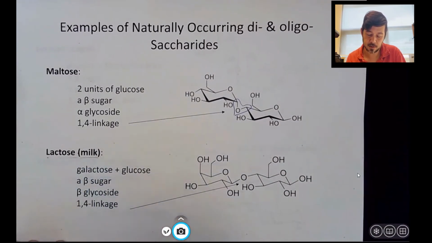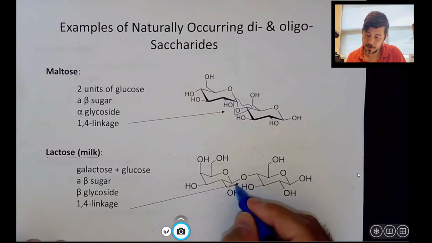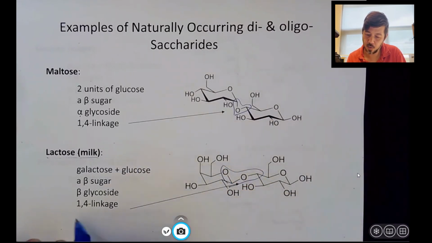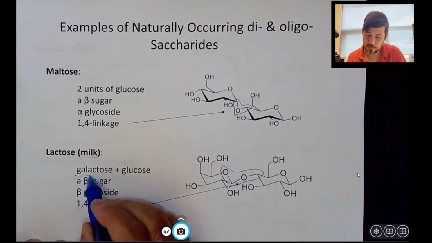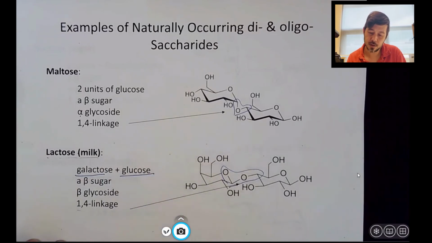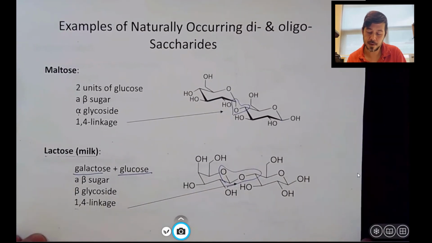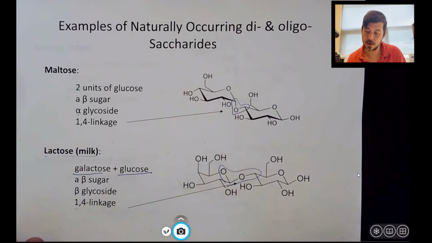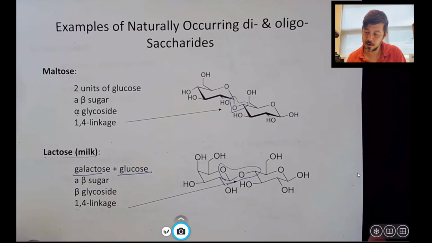Lactose, which is sugar coming from milk, is actually formed through a beta glycoside, not an alpha. So here's your beta glycoside, and it's a 1,4 linkage, and it's not two units of glucose, it's one unit of galactose and one unit of glucose. An enzyme that some of us have, lactase, takes milk sugars and breaks them down. Inevitably, some people are lactose intolerant and have trouble breaking down this structure, and this can cause stress on the digestive system.